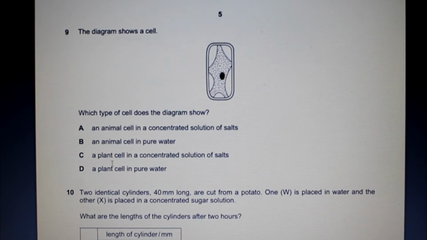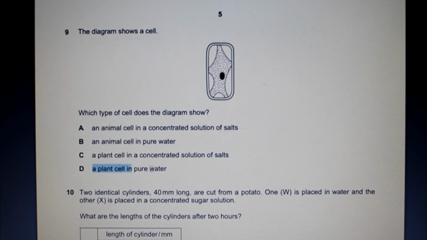If we take a look at our options, C is a plant cell in a concentrated solution of salt. If there's salt outside the cell in a greater concentration than inside, we know water will move via osmosis outside the cell. And that is exactly what's happening here. Our plasma membrane has shrunk because the movement of water from inside the cell to outside causes this shrinking.